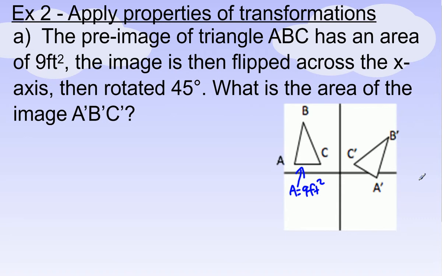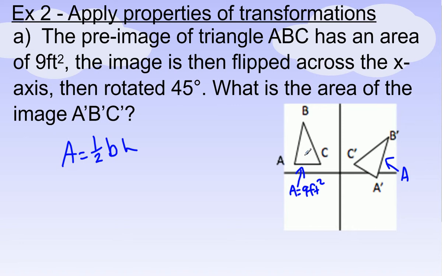All right. The image is then flipped across the x-axis and rotated 45 degrees. And there's the image there, okay? What is the area of A prime, B prime, C prime? So we're trying to find the area of that triangle. Well, if you start thinking too hard about this problem, you're probably starting to think, okay, the area of a triangle is 1/2 the base times the height, but we don't know the base and we don't know the height. That's if you're thinking too hard.